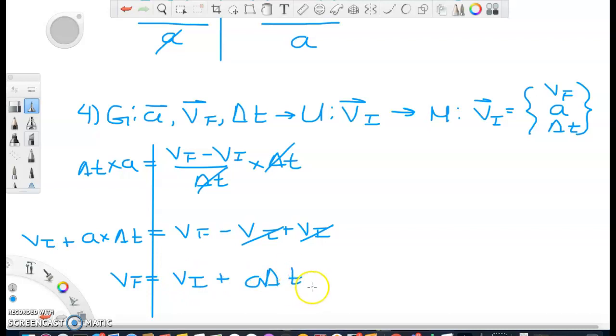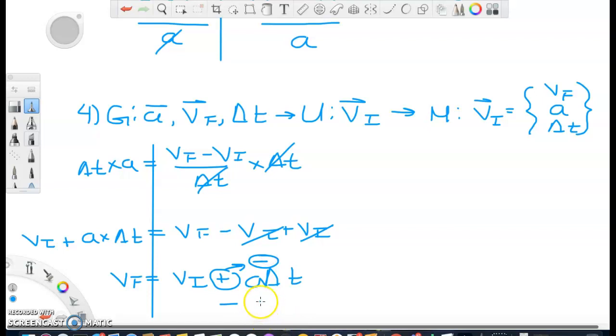Now, the last step here, everyone, is to go ahead and get rid of this a delta t on the right side, because remember, I want v initial alone on one side of that equal sign. So that's what I'm going to do here: I'm going to subtract. Remember, I have addition, so the opposite of addition is subtraction.